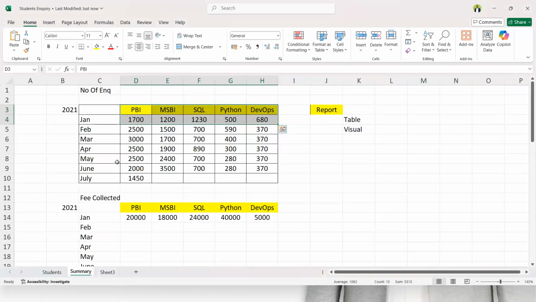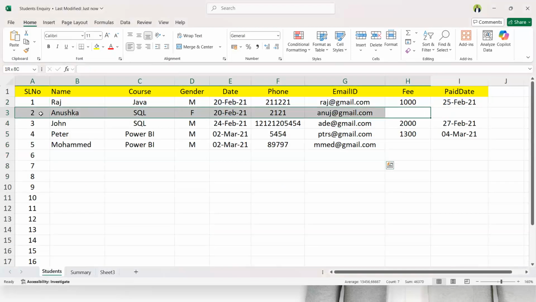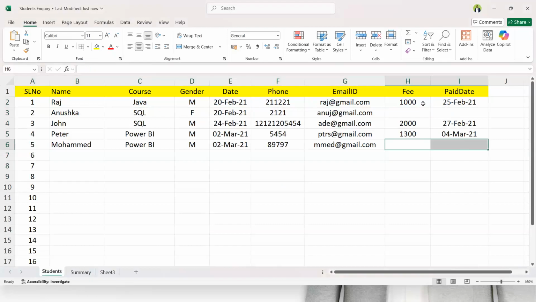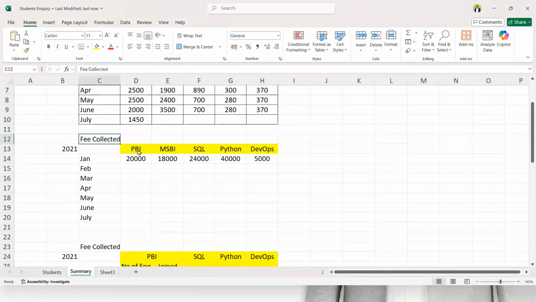I'm going to be creating one report like this. January: Power BI 1700 inquiries, MSBA 1200 inquiries, SQL these many inquiries, Python these many inquiries. Like that, I'm going to be preparing one report. This is what is called a summary. How do I do it? Manually, right? And what is the amount I have collected? I can see these people did not join. Even though they inquired, they did not join, no payment. But these people have paid the amount. All of this data I'm again going to take and prepare a fee collection for the month of January.